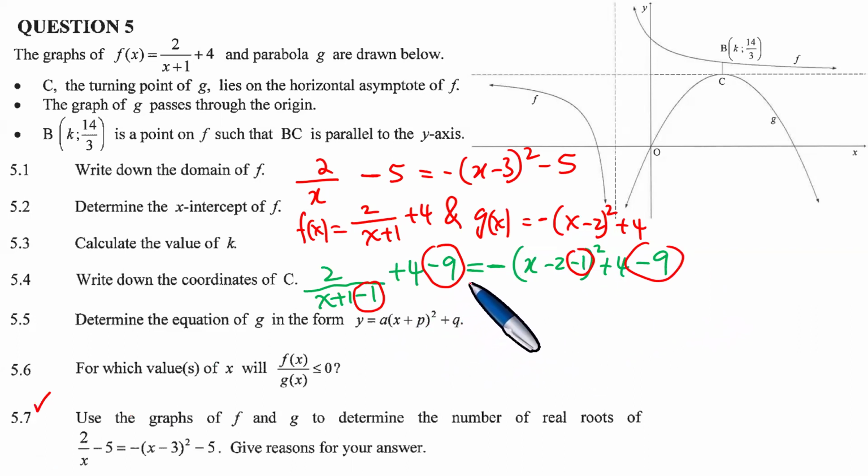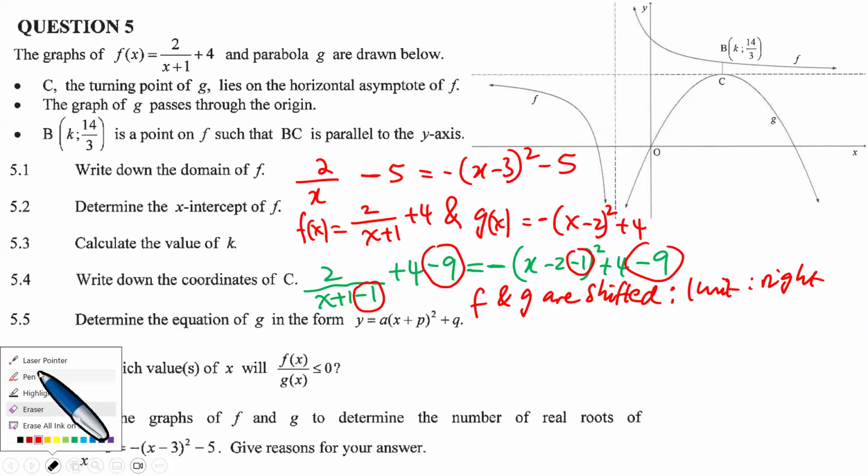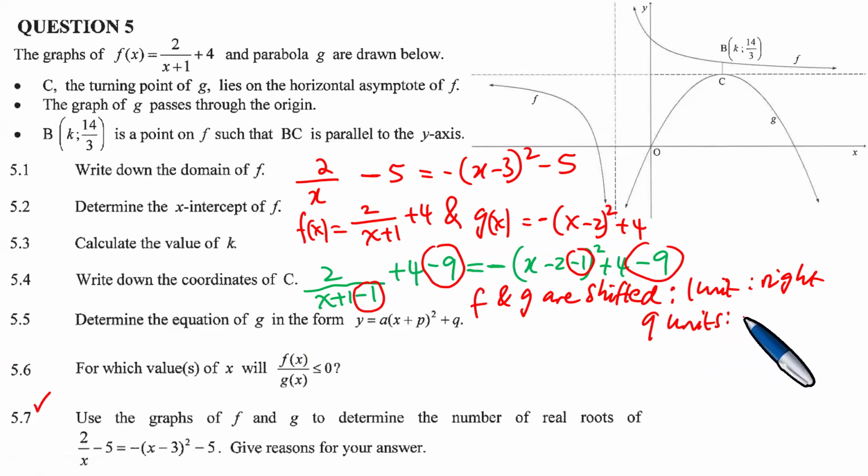So we're able to make the following observations. The observations are that f and g are shifted 1 unit right. But also, f and g are shifted 9 units downwards. So if they are shifted clearly 9 units downwards, what is the next thing that we need to do? Okay, so that is the transformation.